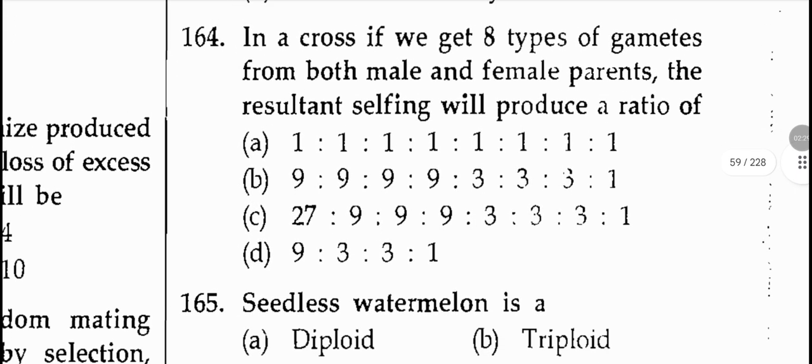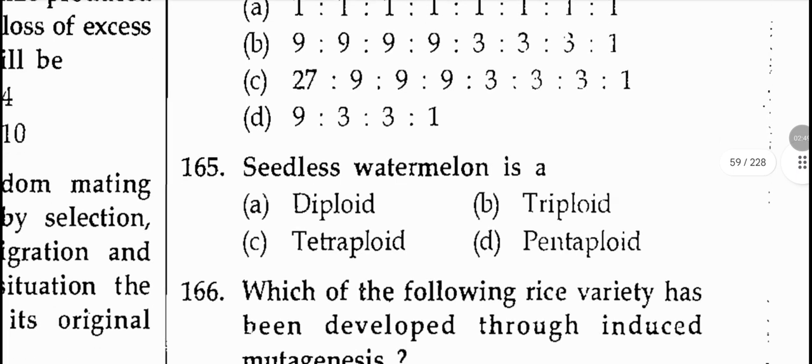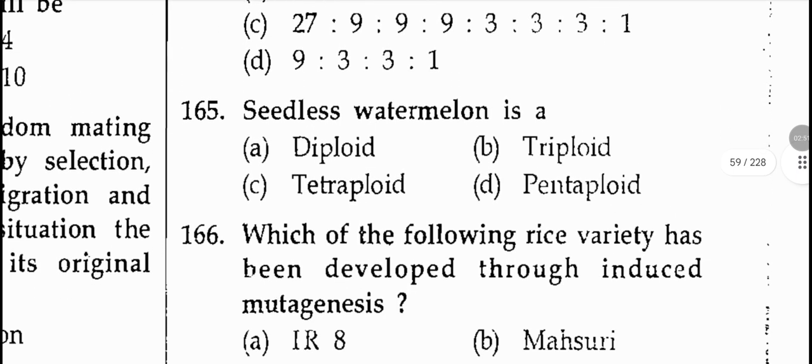Question number 164. In a cross, if we get 8 types of gametes from both male and female parents, the resultant selfing will produce a ratio of about 27 is to 9 is to 9 is to 3 is to 3 is to 1. That is option C.